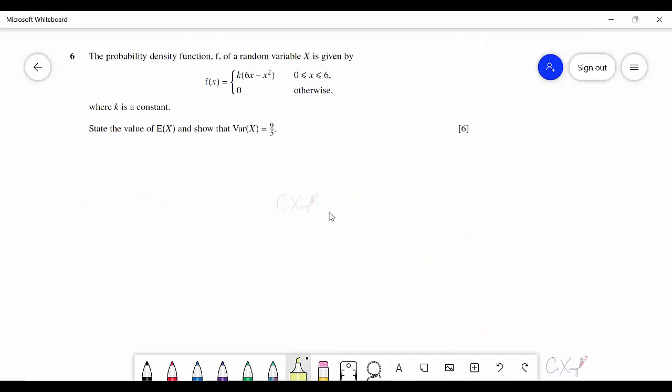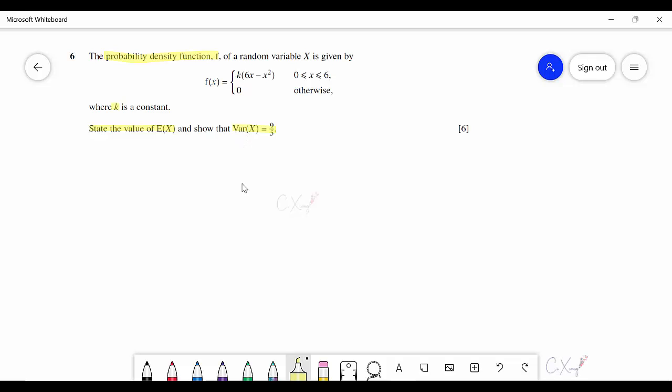Okay, so we come to question number 6, and they give us the probability density function, which is given like this, where k is a constant. The question they are asking is to state the value of E(X). That means they want you to state the value of the mean and show that the variance equals this value.